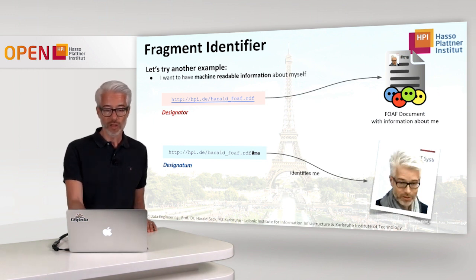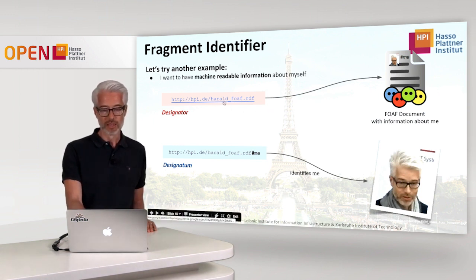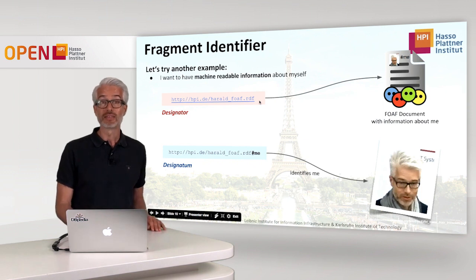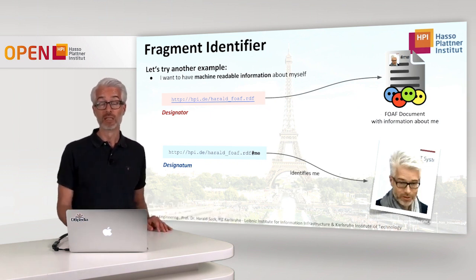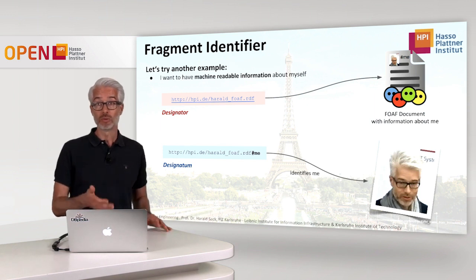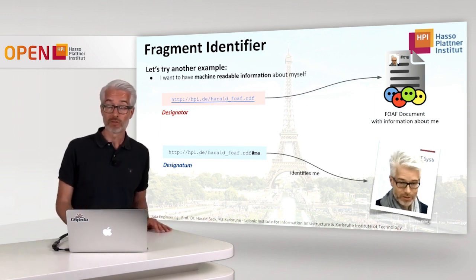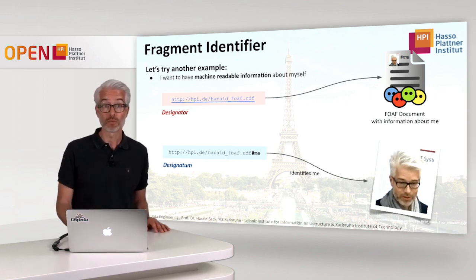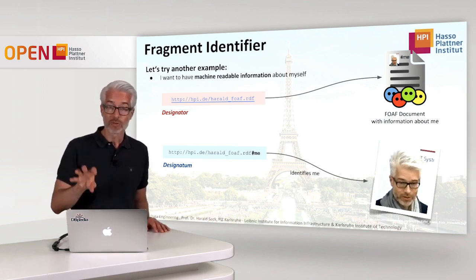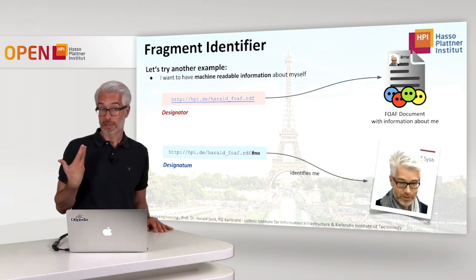So usually you have an entire resource, which is here Harald_fov.rdf. So this is the designator. This is a file with information about me in the so-called FOAF format, or with FOAF vocabulary. This is an RDF vocabulary which is able to represent network information, personal information, and it forms a so-called social network. And in that resource, of course, I have to talk about me, myself.